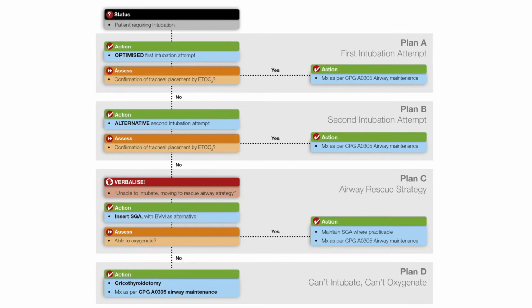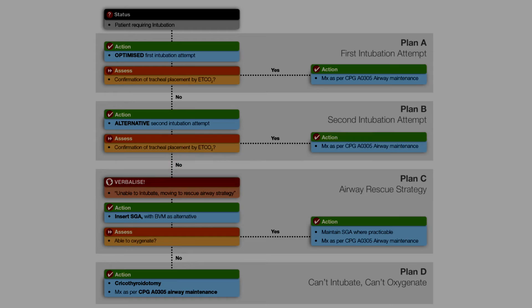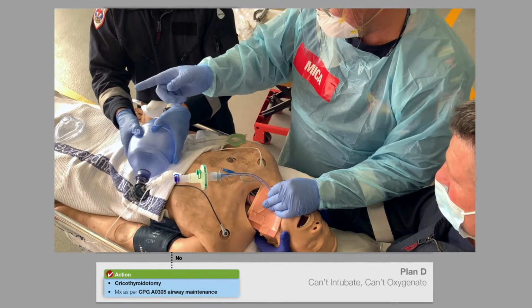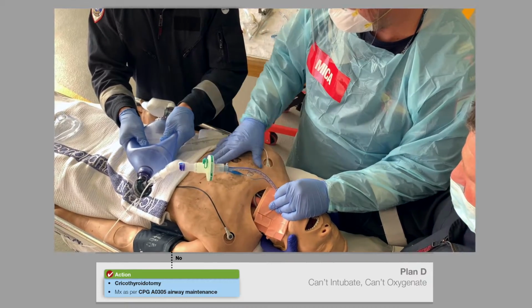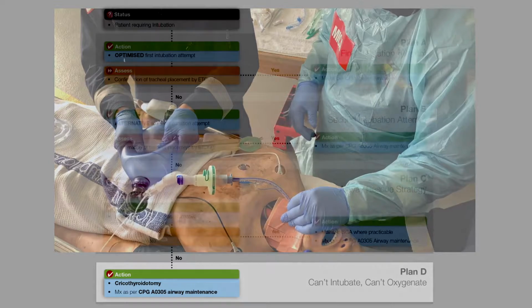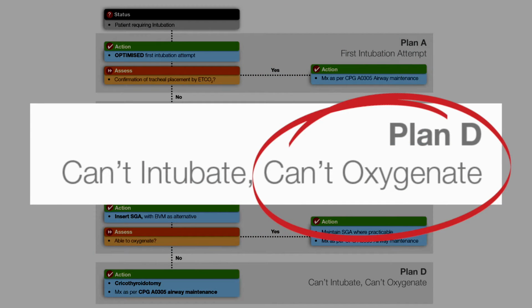Within the difficult airway guideline, cricothyrotomy is indicated when the patient can't be intubated and can't be oxygenated, or CICO for short. In this context, cricothyrotomy is undertaken to establish a successful airway in the event of all other airway strategies failing to correct descending oxygen saturations. The emphasis here is can't oxygenate. Maximising oxygenation throughout intubation is central to patient safety.